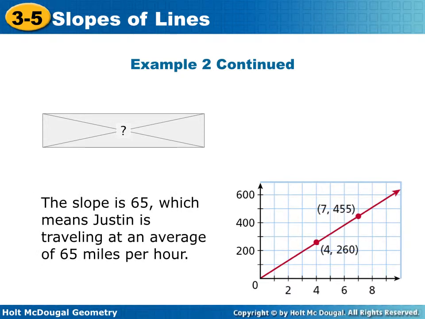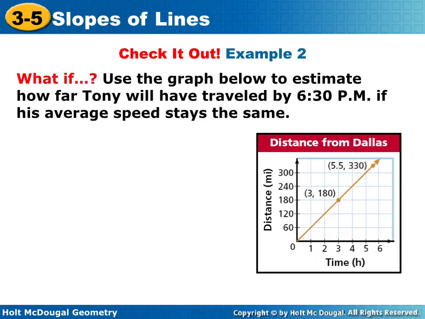Now, this is the sentence that I'm hunting for. It's very easy to write a sentence, but you have to do it. It's really important, not just because I'm asking you to, but it's really important to be able to write out contextually, meaning you really understand what the problem's about and you're able to communicate that problem back to whoever's asking the question. That's really a skill that colleges are looking for. So we know the slope is 65, which means Justin is traveling at an average of 65 miles per hour over those 3 hours.